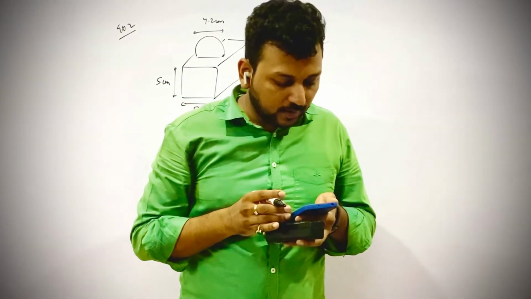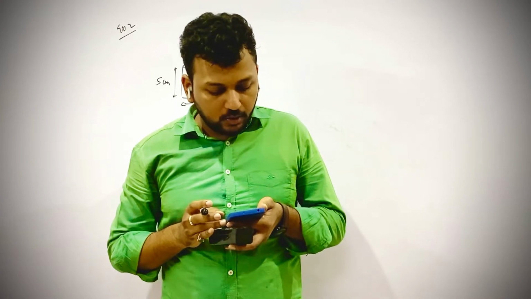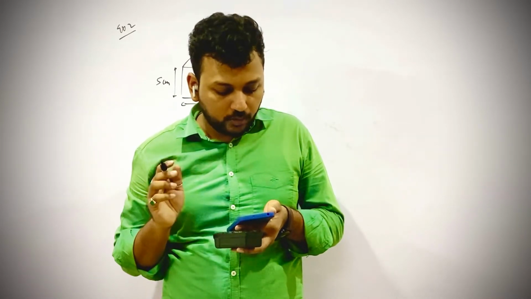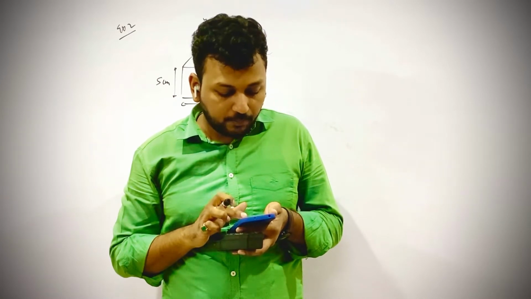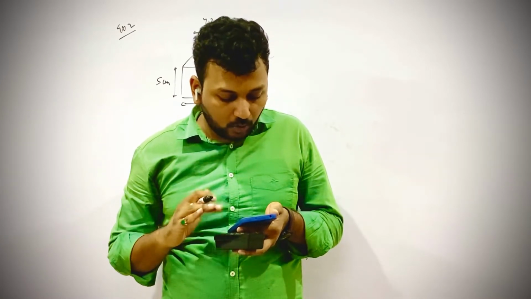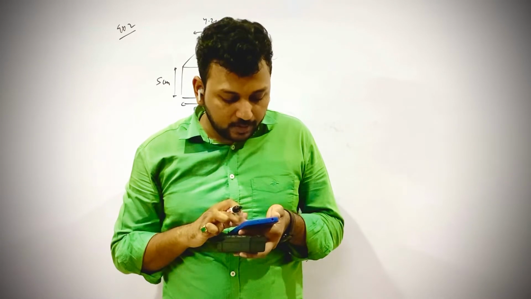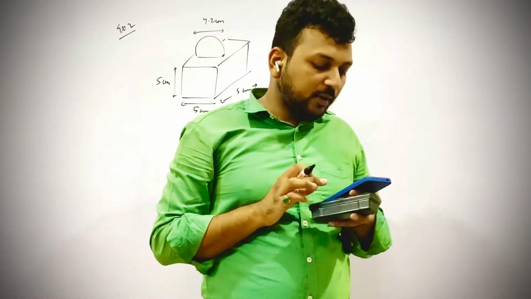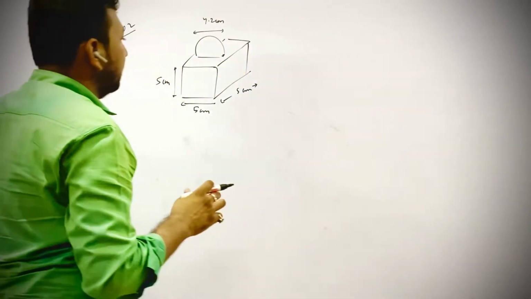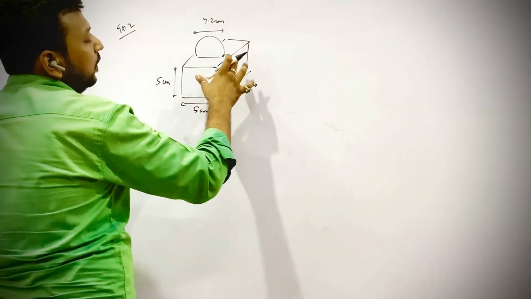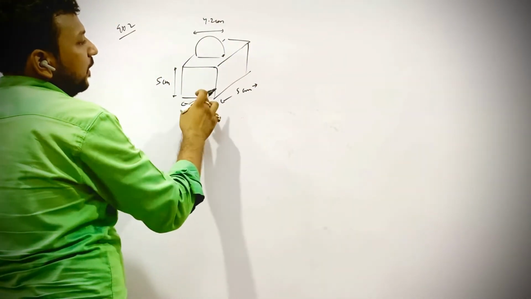The question is: the decorative block shown in the figure is made of two solids, one cube and one hemisphere. The base of the block is a cube of side 5 cm, and the hemisphere is given. Find the total surface area of the block. So we have to find the total surface area. Okay. So see, what is the total surface area?